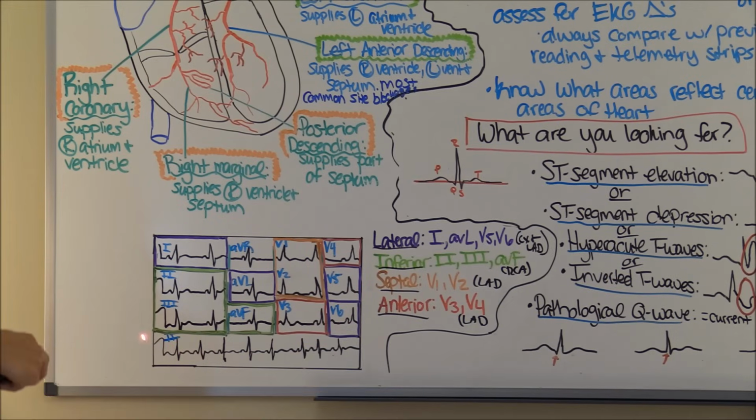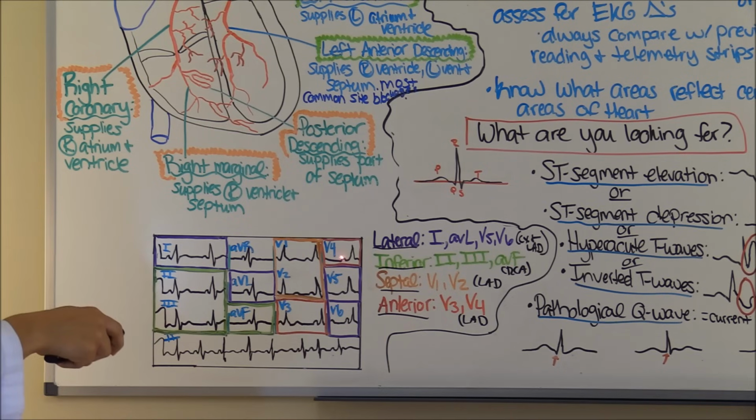Here is a drawing of a basic 12-lead EKG. Each of these little areas represents a different view of the heart. As a nurse, you're going to be looking in these specific areas for any EKG changes. What you're specifically looking for is any ST segment elevation or depression. You're going to be looking at your T waves. Are they hyperacute? Are they inverted? And you're going to be looking for any pathological Q waves as well.